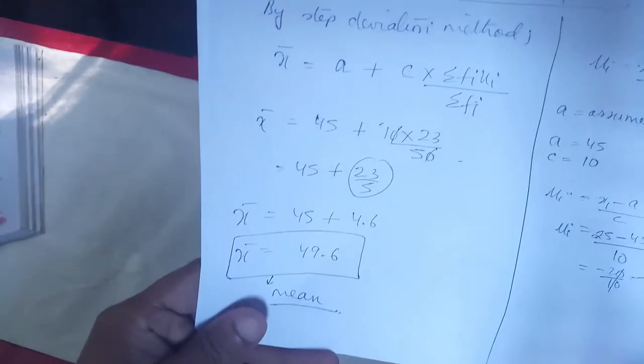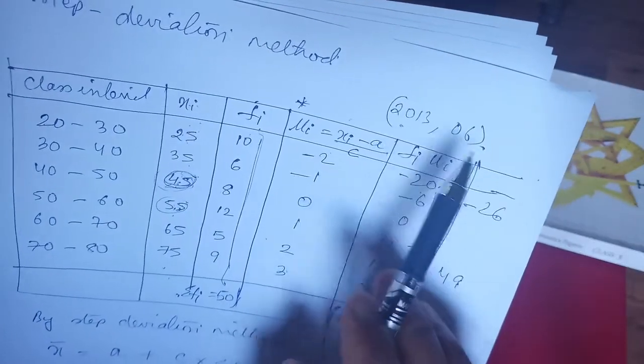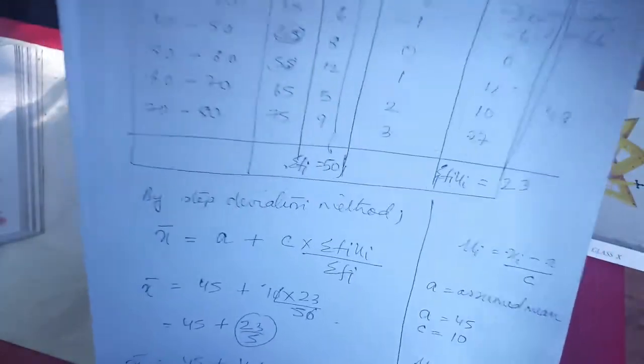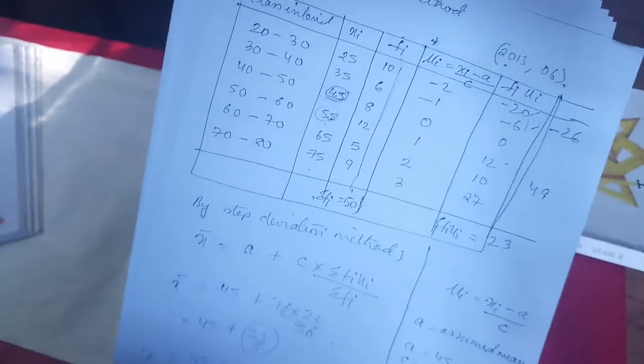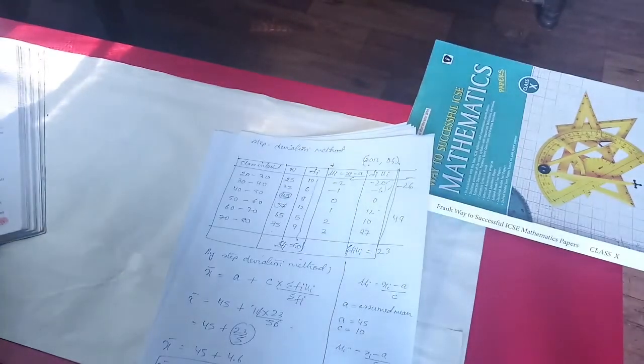So in this case, we have used the step deviation method, and this question has come in 2013 and 2006. Definitely you are going to get this type of question. It will be 4 marks, and believe me, this is one of the scoring sections. If you focus on this and learn the steps properly, you can easily get 4 marks. Let us do one more problem, the same step deviation method, so that it becomes clearer to you.